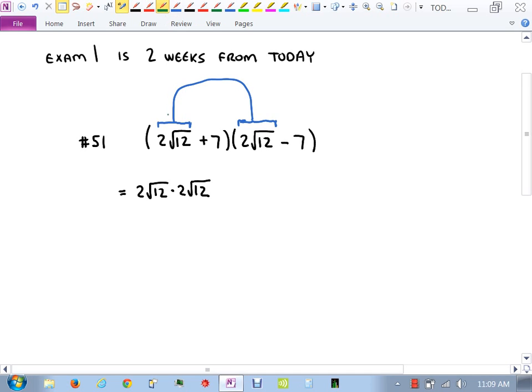Now I do the exact same thing. I take my 2 root 12. This time I multiply it times whatever's back here. And make sure you pick up that sign on there, right? It's negative 7. So what's it going to be, a positive or a negative number? It's going to be negative because the first term is a 2 root 12, which is positive, times a negative 7, that's negative.